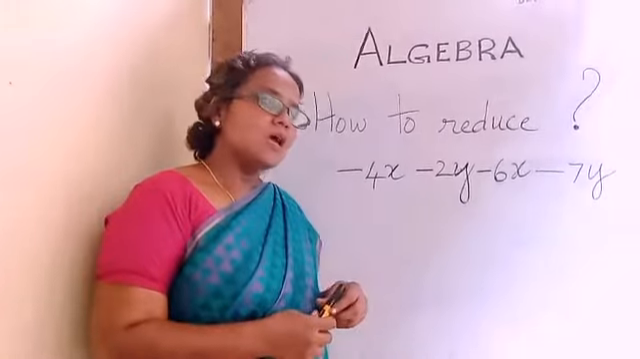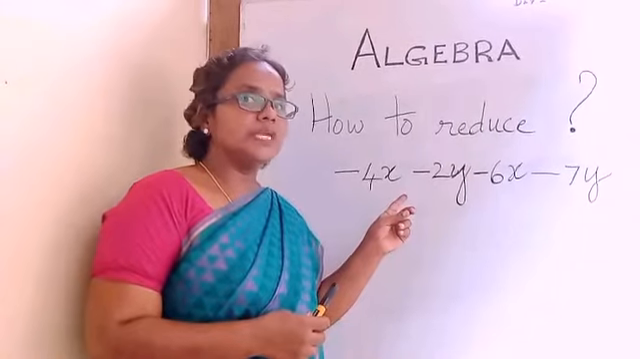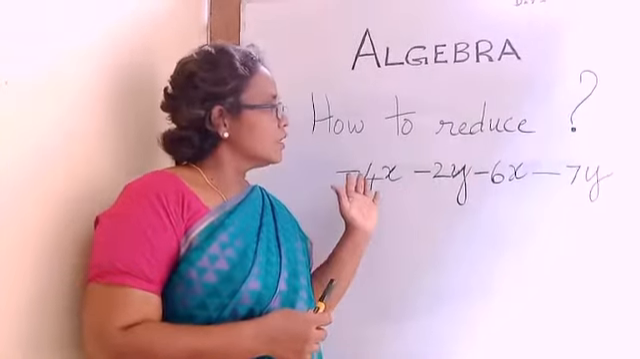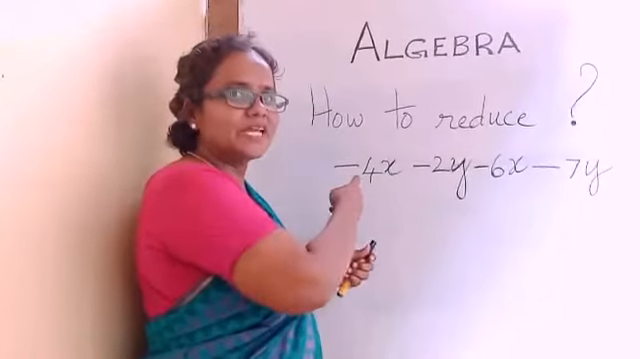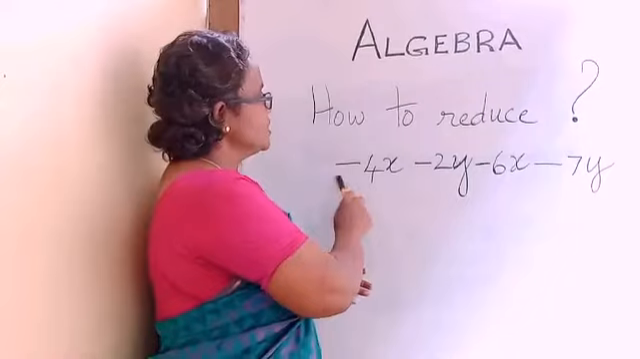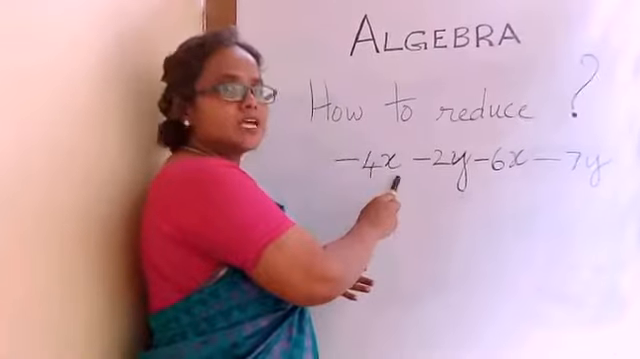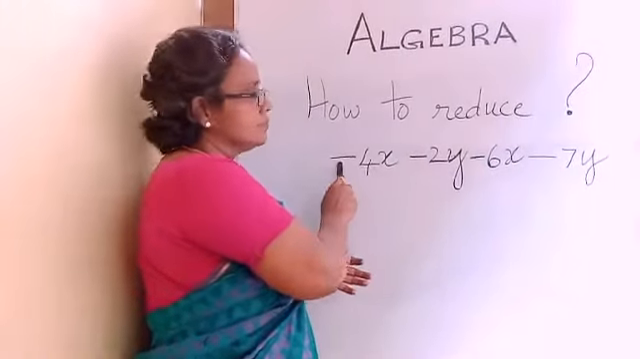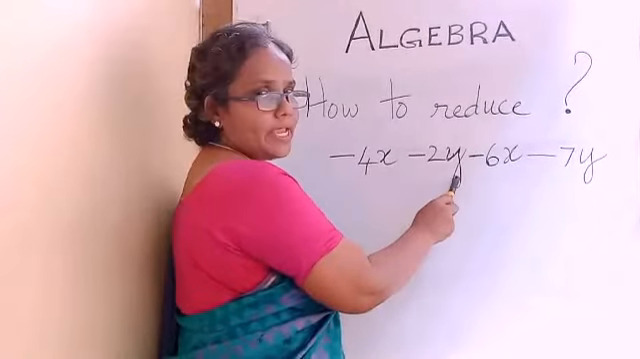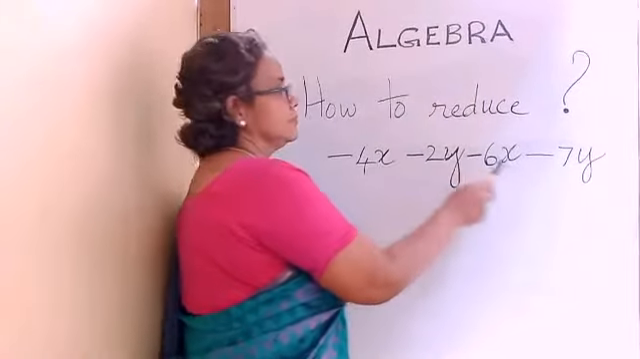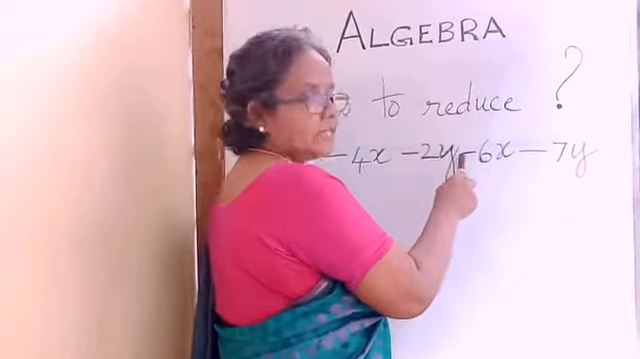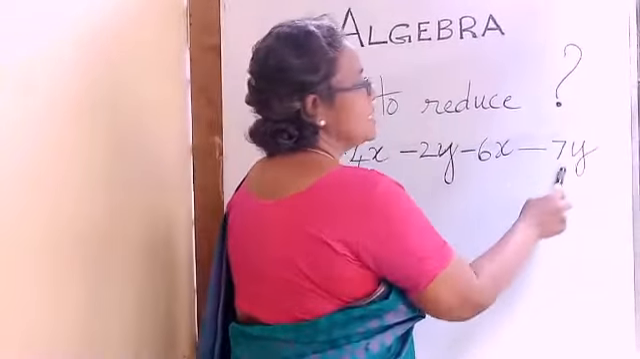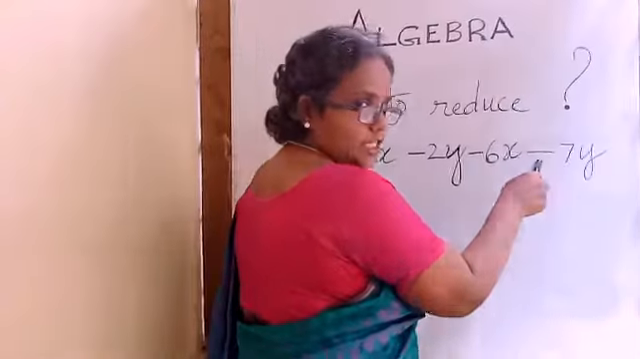Okay students, I have considered another algebraic expression. Now look at this algebraic expression. It's a little different, right? The first term is 4x, but it is a negative term. The second term is 2y, but it is a negative term. The third term is 6x. It is a negative term once again. The fourth term is 7y. It is once again a negative term.